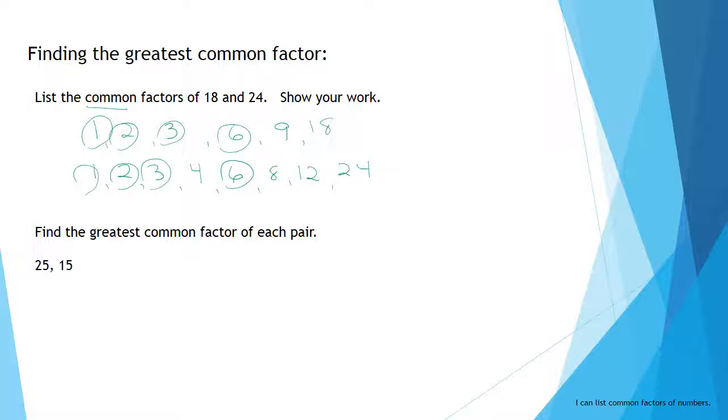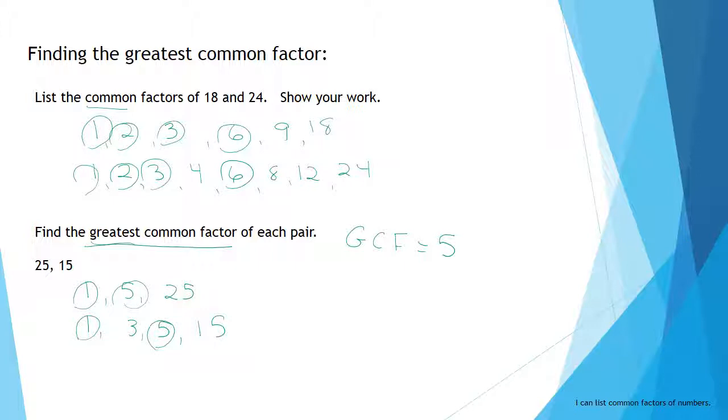You may also be asked to find the greatest common factor, or GCF, of a number. The factors of 25 are 1, 5, and 25. Factors of 15: 1, 3, 5, and 15. The number that is common in both, ones are common and the 5s are common. The greatest common factor is 5 because it's the biggest number in both lists.